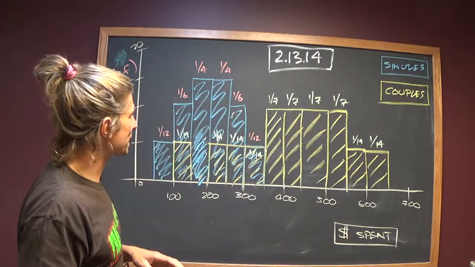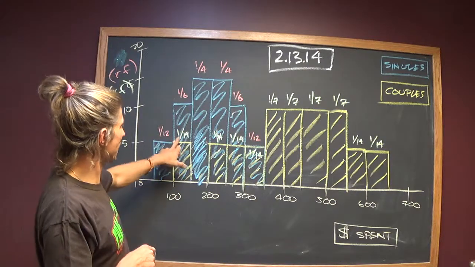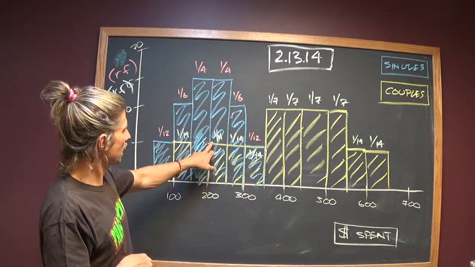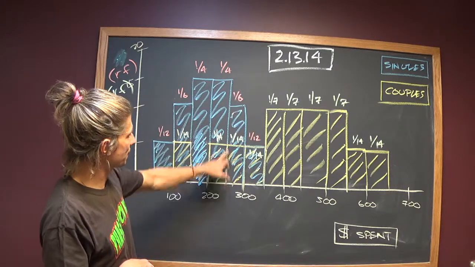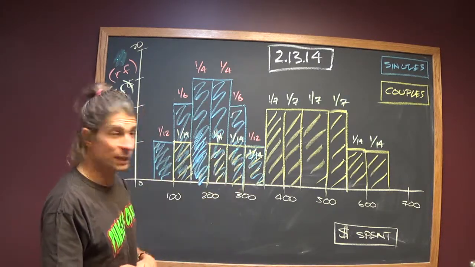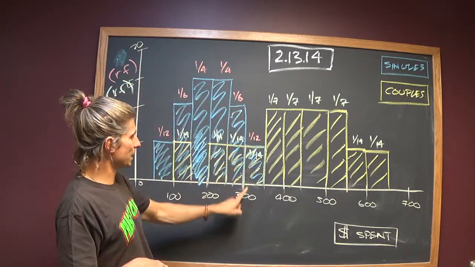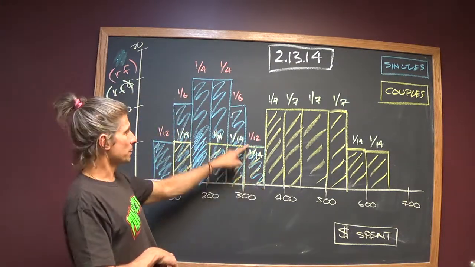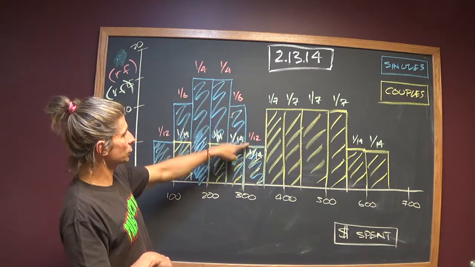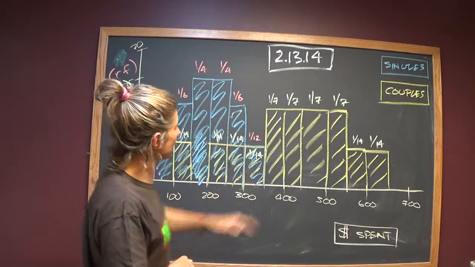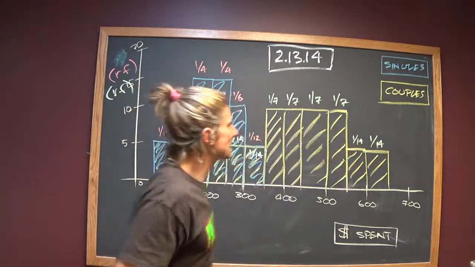The relative frequencies for the couples are these fractions here: 1/14 between 100 and 150, 1/14 between 200 and 250, 1/14 between 250 and 300. A little confusing here because it was the same raw number in 300 to 350, but it's 1/12 for the singles and it's 1/14 for the couples, because there are different numbers of couples versus singles. And then 1/7 and 1/14.